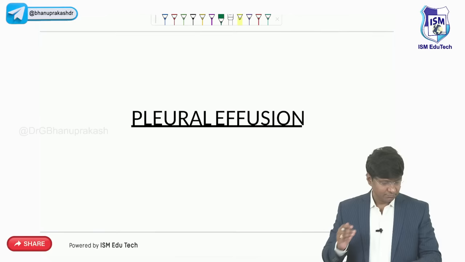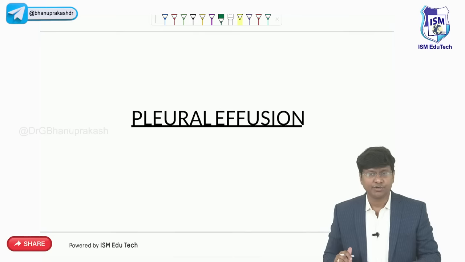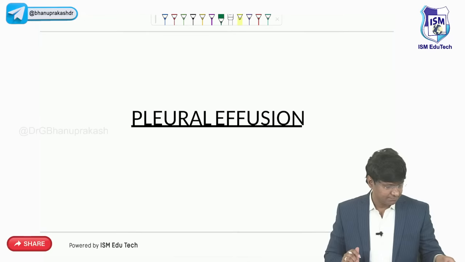All right. So one important topic which we forgot to discuss in the respiratory system is the pleural disorders. That is pleural effusion as well as pneumothorax. So pleural effusion is where there is excessive fluid in the pleural space.